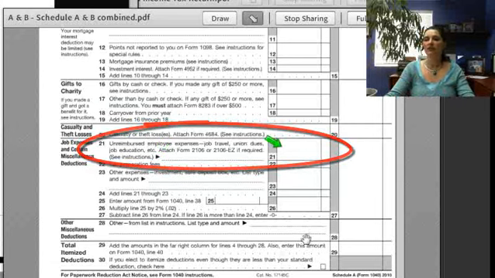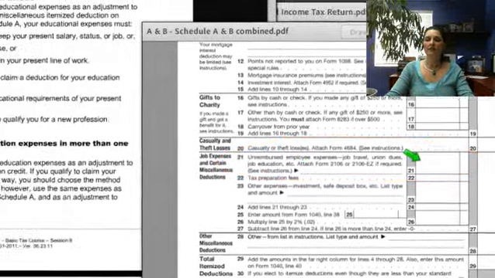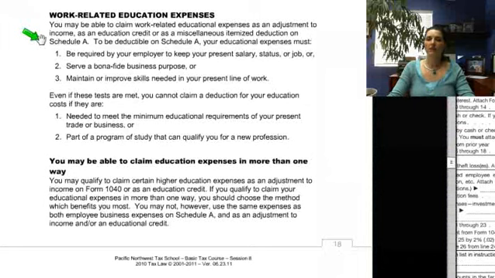And what we've talked about here is that earlier in the course when we were talking about itemized deductions, we discussed when you could claim a tuition and fees deduction. So that's one way to claim education expense. Another way to claim education expense is as an education credit. And a third way to claim an expense is as an itemized deduction here on Schedule A.